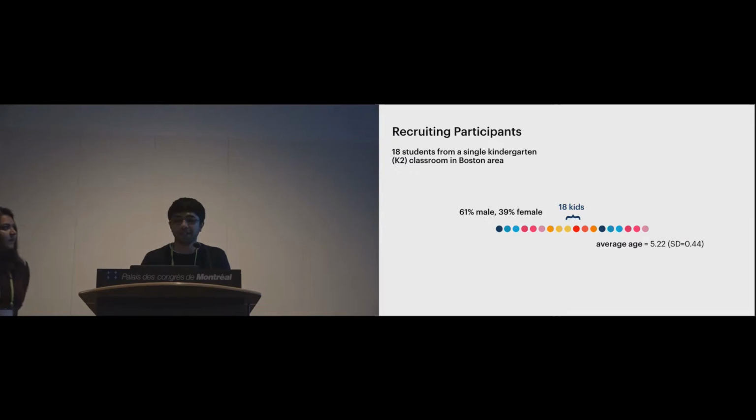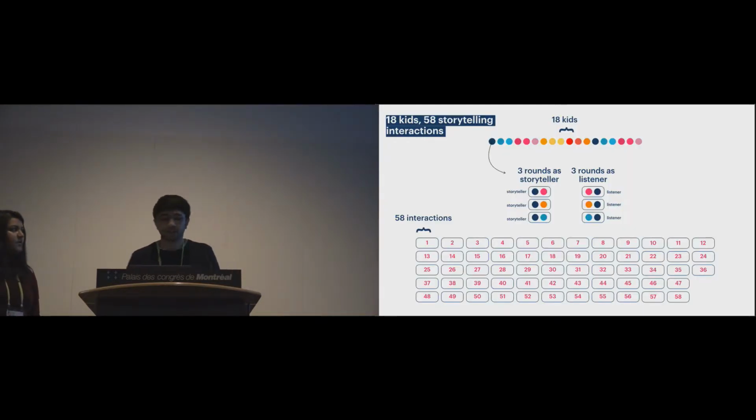So we recruited 18 kids from a single kindergarten in Boston, and they were supposed to perform a storytelling task. As you know, a storytelling task consists of a storyteller and a listener. In the context of our data set, a pair of storyteller and listener forms a dyad. So each child participated in 3 rounds as a storyteller and a listener, which formed 58 interactions, or 58 dyads.